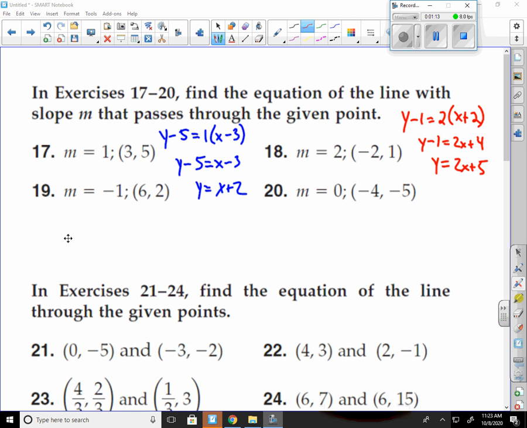Number 19. Y minus 2 equals negative 1 times x minus 6. Flip these signs, it gives me y minus 2 equals negative x plus 6. Add the 2 over, y equals negative x plus 8.